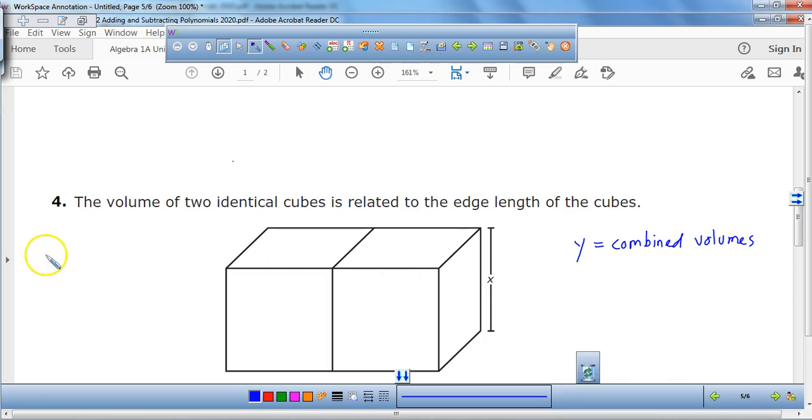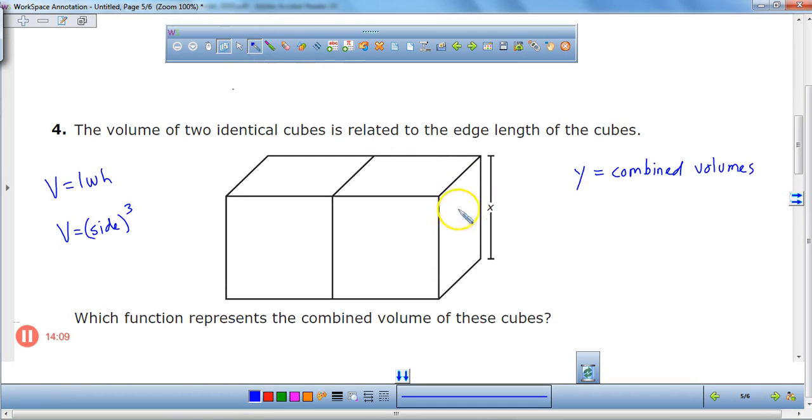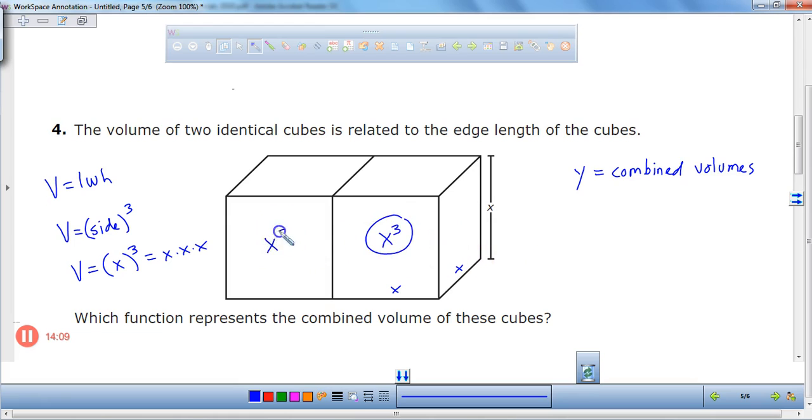All right. Now, the volume of a cube, of any rectangular prism, is length times width times height. But the volume of a cube is going to be basically the side, whatever the length of the side is, cubed, because a cube has all the sides that are the same. So it says our sides are x. So that side's x, that side's x, that side's x. So if I wanted to find the volume of the cube, I just take the side and multiply it by itself 3 times. Just remember, x cubed means x times x times x. So this volume is x cubed. That's the volume of this one. And this volume is x cubed right there.